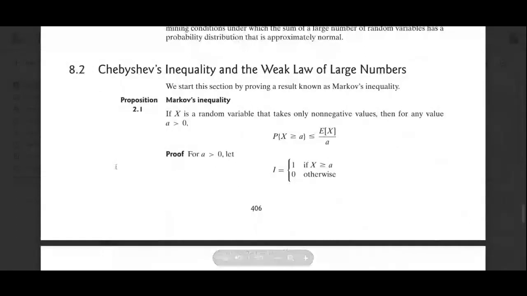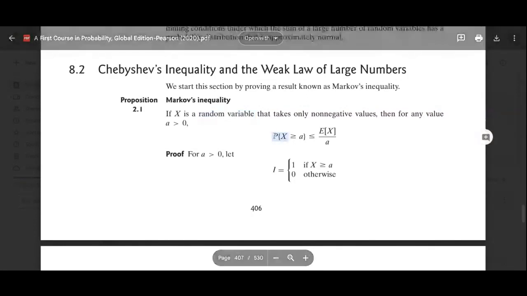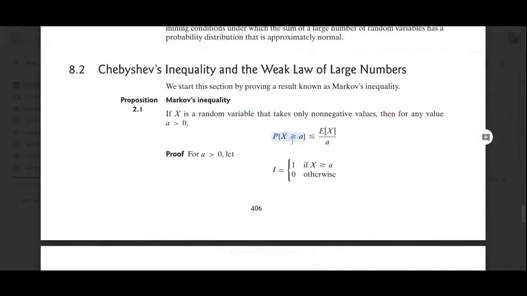So Markov's inequality. Let's see the proposition. If X is a random variable that takes only non-negative values, from 0 up to infinity, then for any positive value a, the probability of X greater than or equal to a is less than or equal to the expected value divided by a. All right, Markov's inequality.